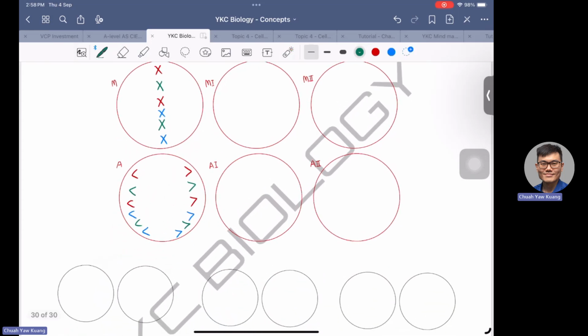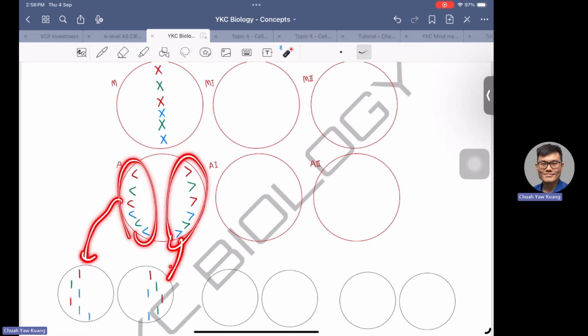With that, I'll just copy all of this again. So the daughter cell will have 1, then 2, and 3, 4, 5, 6. So each daughter cell will receive 6 chromosomes.